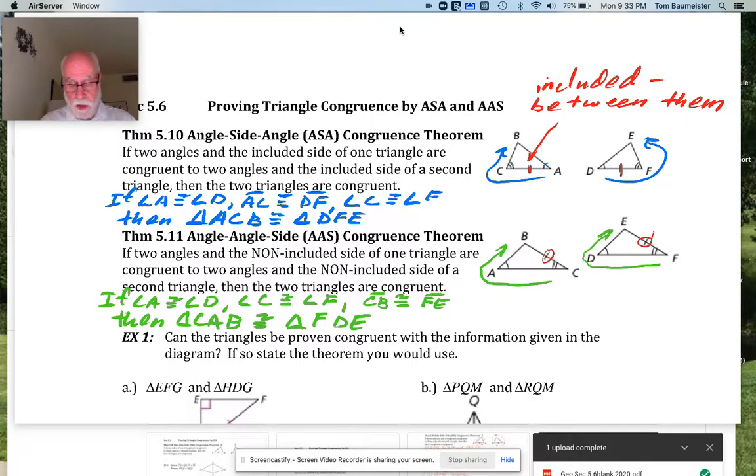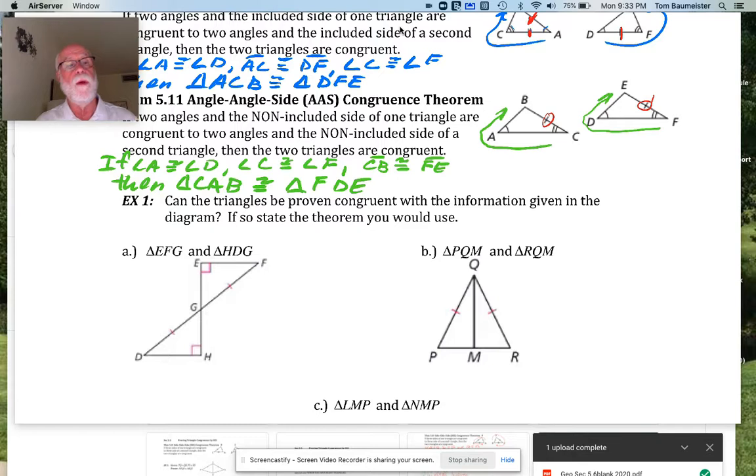Okay, so now let's look at a couple of quick examples. Again, since we're not doing proofs, these should go pretty quickly for you. So on this one here, example 1, can the triangles be proven congruent with the information given in the diagram? If so, state what theorem you would use. Now remember, this time they're kind of wanting you to go with what they just told us. So what they just told us is we have either angle-angle-side or angle-side-angle. So those are the ones that we're going to look for here. So follow the orientation that they said.